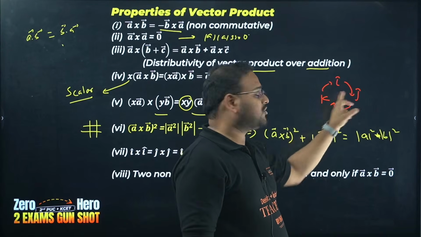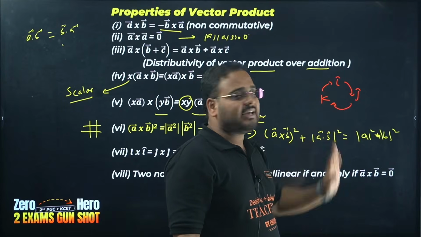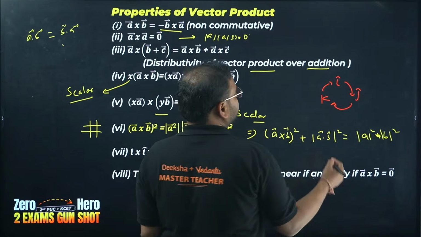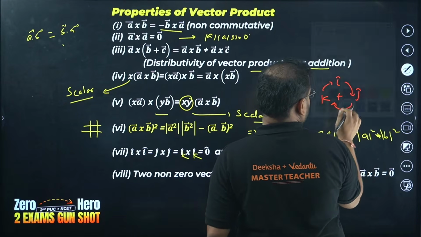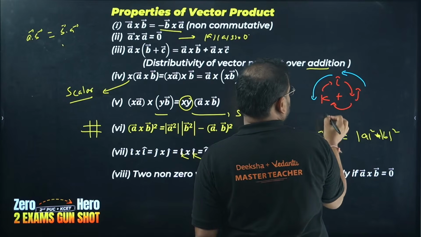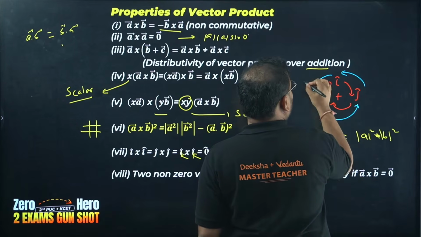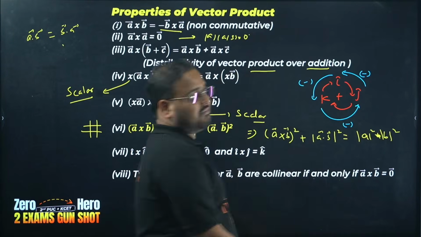I'll repeat: i cross j is k, j cross k is i, and k cross i is j. If you go the other way, this is the positive side. If you go the other way like this, j cross i, or i cross k, or k cross j will always be what? Minus signs. You'll have a minus sign.